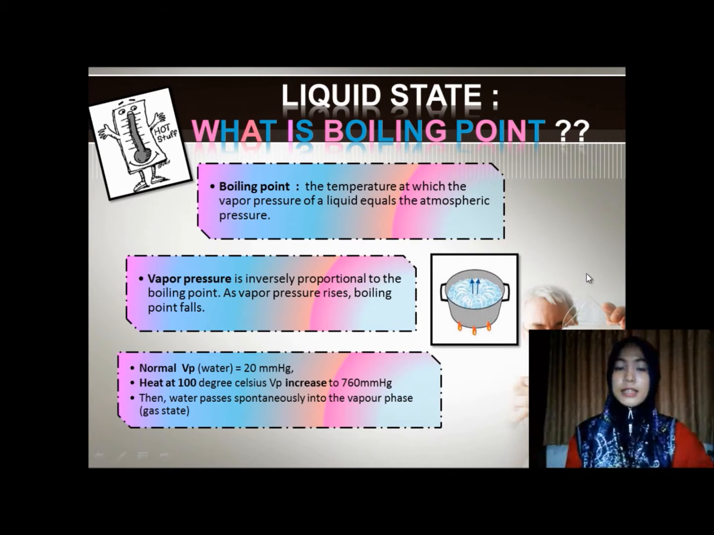For example, at normal room temperature, the vapor pressure of water is only 20 mmHg, but when the water is boiling at 100 degrees Celsius, the vapor pressure will directly increase to 760 mmHg. So this proves that vapor pressure increases upon heating. And after that, the water will pass spontaneously into the vapor phase.